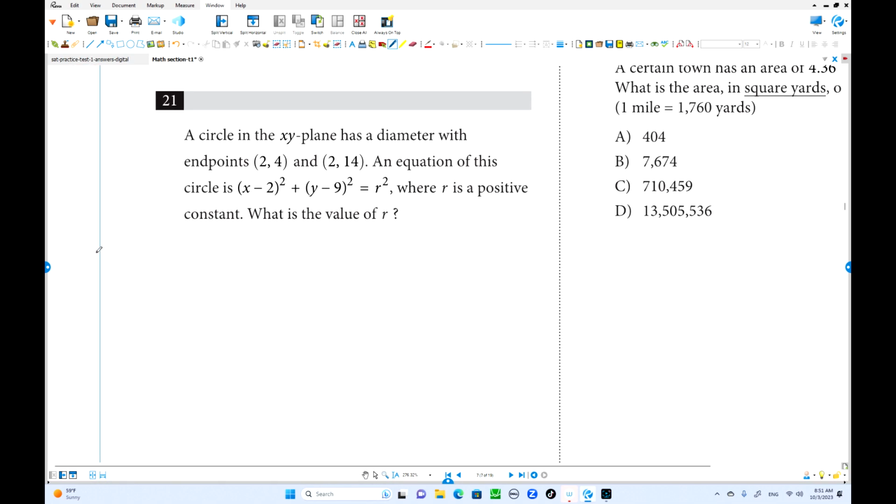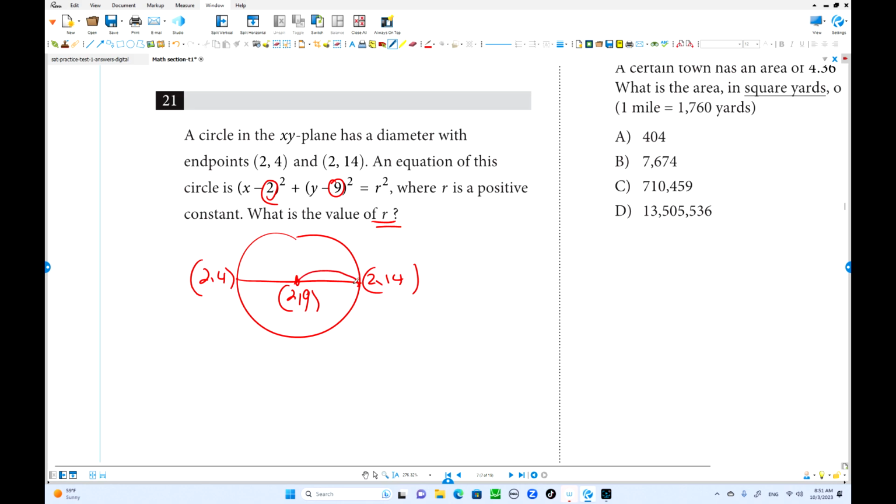Here you go. We have 2 and 4, 2 and 14, okay? The center will be 2 and 9, isn't it? What is the variable r? This is the variable r, the radius. You can use the distance formula: 2 minus 2 squared, 14 minus 9 squared, right? This is 0. The square root of 25 is what? 5 is the answer, okay? So 5 is the answer.